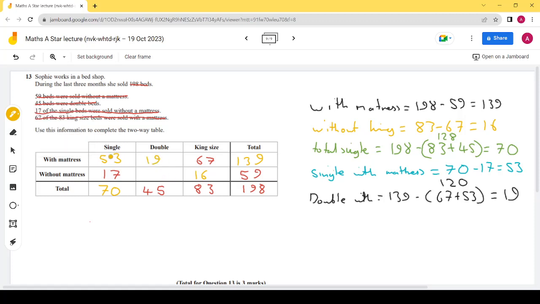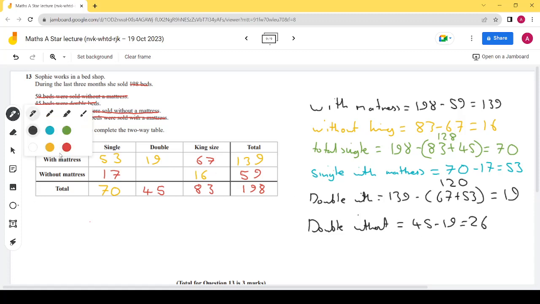And finally, we've got double without, which equals 45 minus 19, which equals 26. And yeah, if you add up any part of a table, it should all fit together. It's like 26 plus 16, it will give you 42, plus 17 will give you 59. So you can see without mattress adds up, and that should be at any point. If you go back through, if you double check everything, it should all add up together.